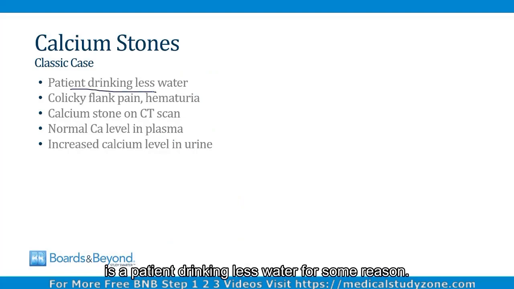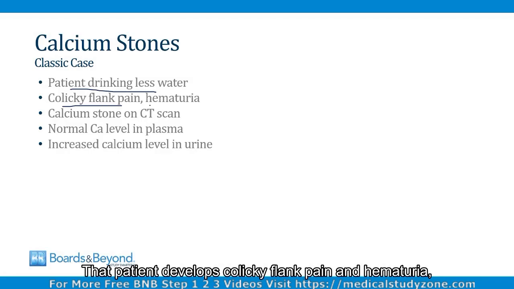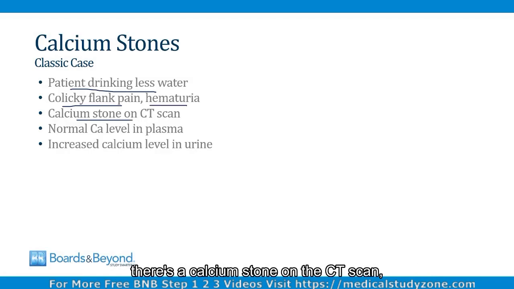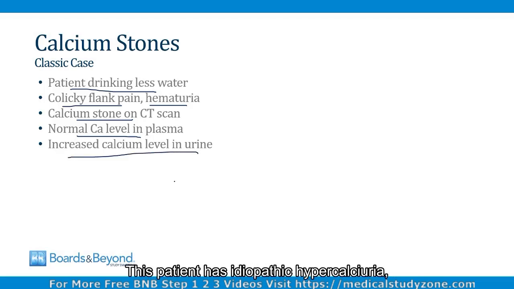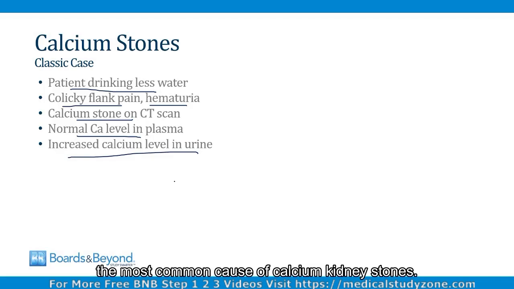water for some reason. That patient develops colicky flank pain and hematuria. There's a calcium stone on the CT scan, but the plasma calcium level is normal. However, if you measure the urinary calcium level, it will be high. This patient has idiopathic hypercalciuria, the most common cause of calcium kidney stones.